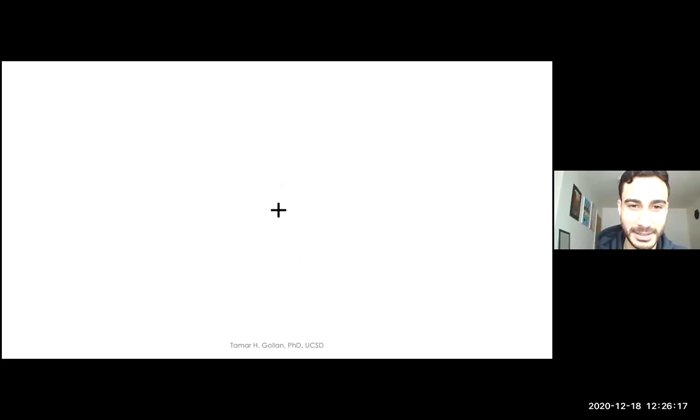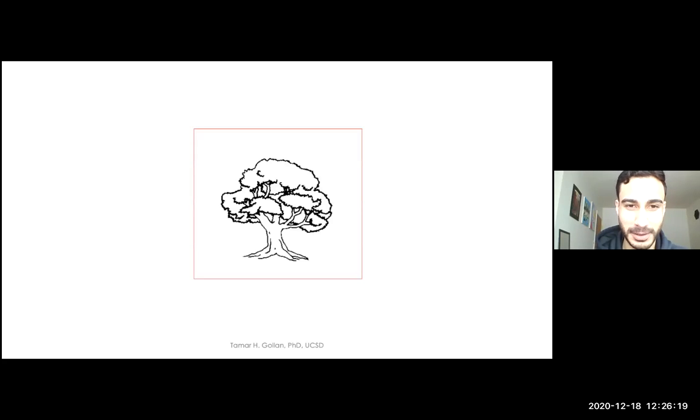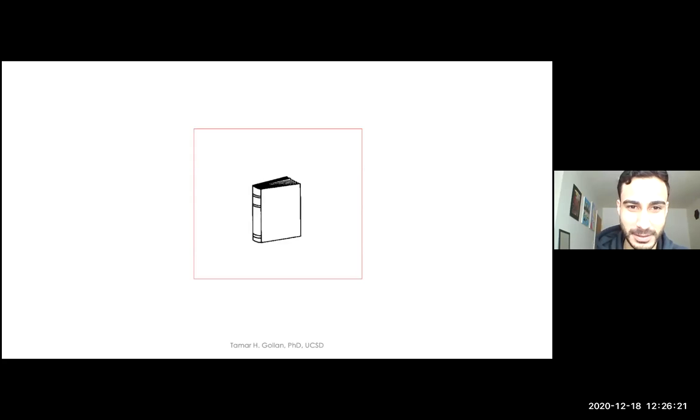Hand. Árbol. Libro. Hand. Bell. Book. Mano. Campana. Pencil.